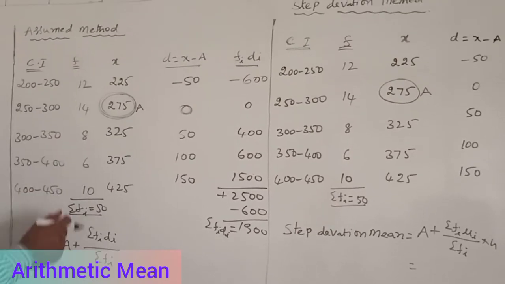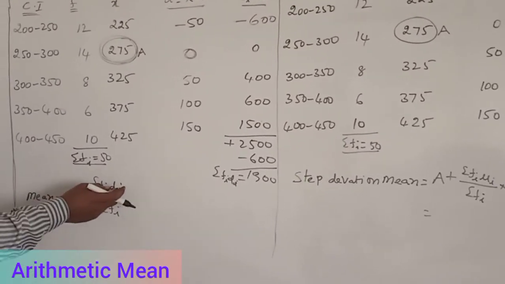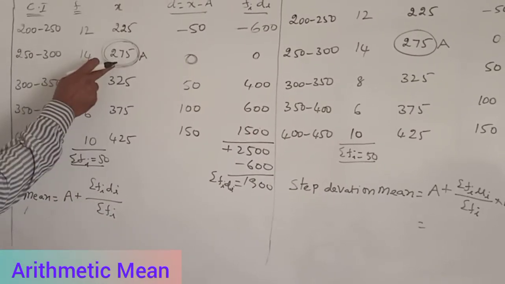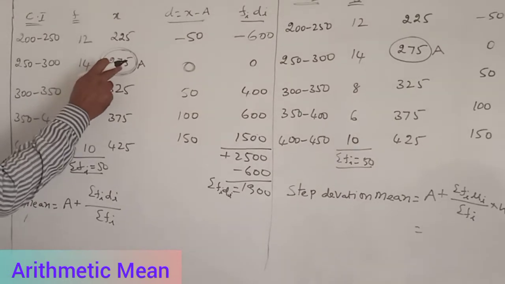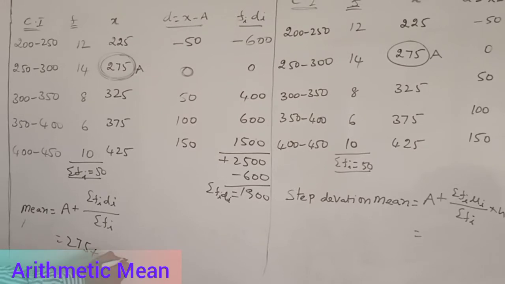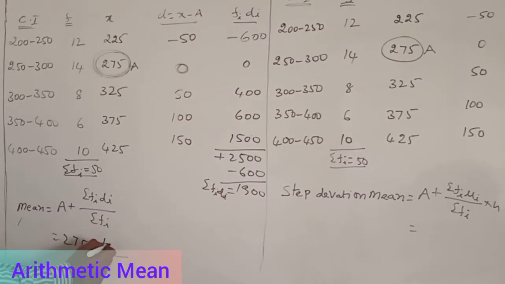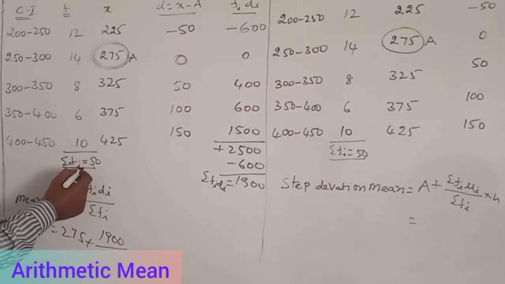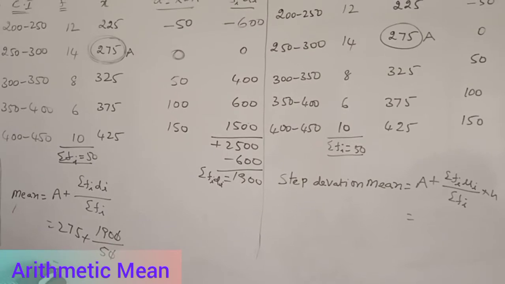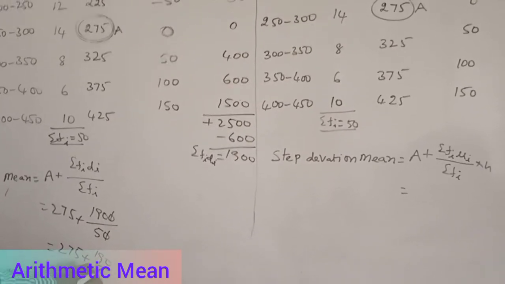Add the frequency column. So what is the assumed method mean formula? A plus sigma f i dA by sigma f i, where A is the assumed value in one of the class mark values. What is it? 275. 275 plus sigma f i dA, which is 1900, by sigma f i, 50. Zeros cancel. That is equal to 275 plus 190 by 5.